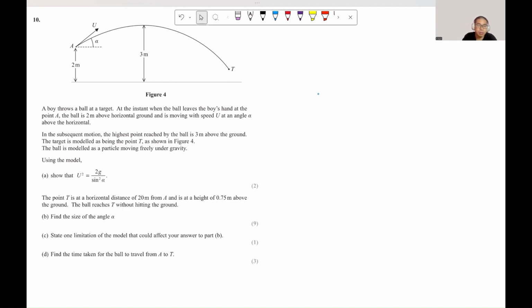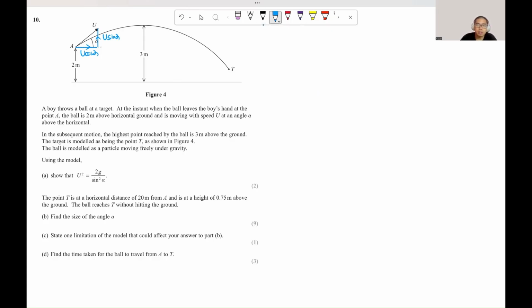So first we can resolve this velocity. One horizontal, one vertical. So horizontal will be u cos alpha, vertical will be u sine alpha. And then in the subsequent motion, the highest point reached by the ball is 3 meters above the ground, which is labeled here. And the target is modeled as being the point T as shown in figure 4. The ball is modeled as a particle moving freely under gravity. And then using the model, show that u squared equals 2g over sine squared alpha.